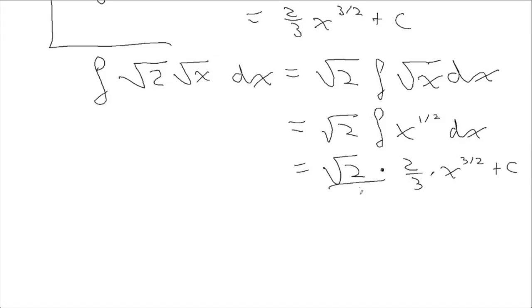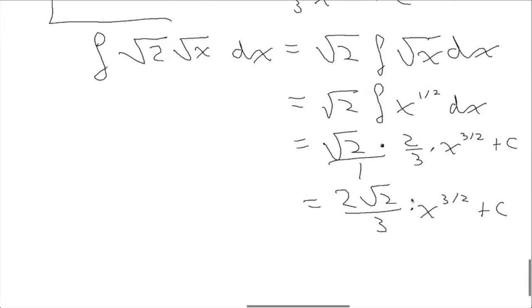We could do another step and write it like this, but I think we'd get full credit if we left it like this. Okay? The important thing here is that we treated the square root of 2 completely differently than we treated the square root of x, because one of them was a constant and the other one was a variable.